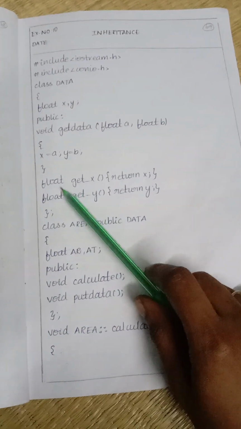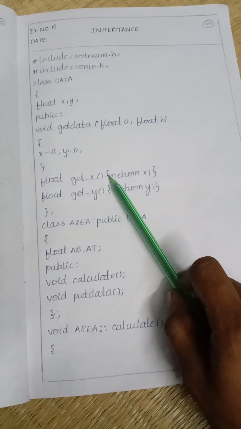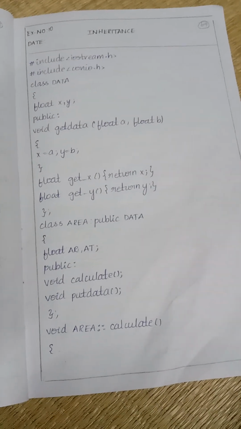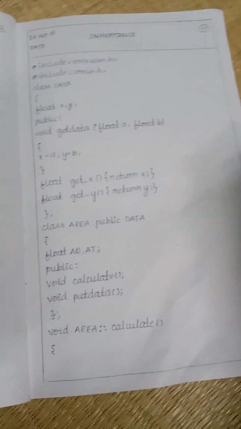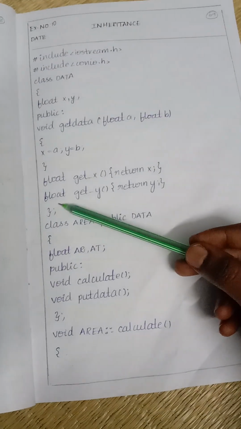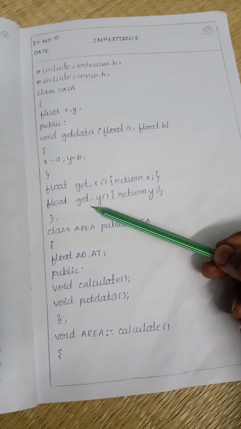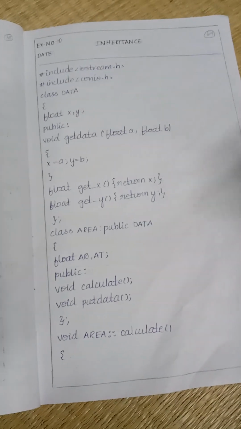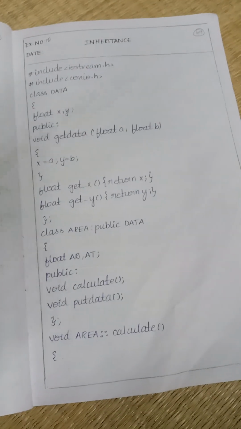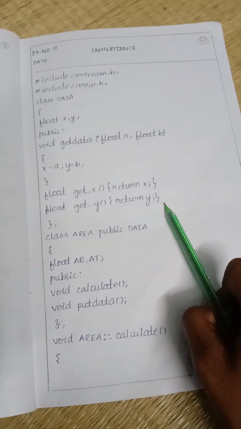Next, float getx is another function. In that getx, we have to return x, wherever the x value is needed, where the getx function is used, there you have to return the x value. Then next also float gety, this is the return type, and gety is the function name. In that function, where we use gety, we have to return a y value, that is how we denote it. So float gety, open bracket, return y, semicolon, close bracket.